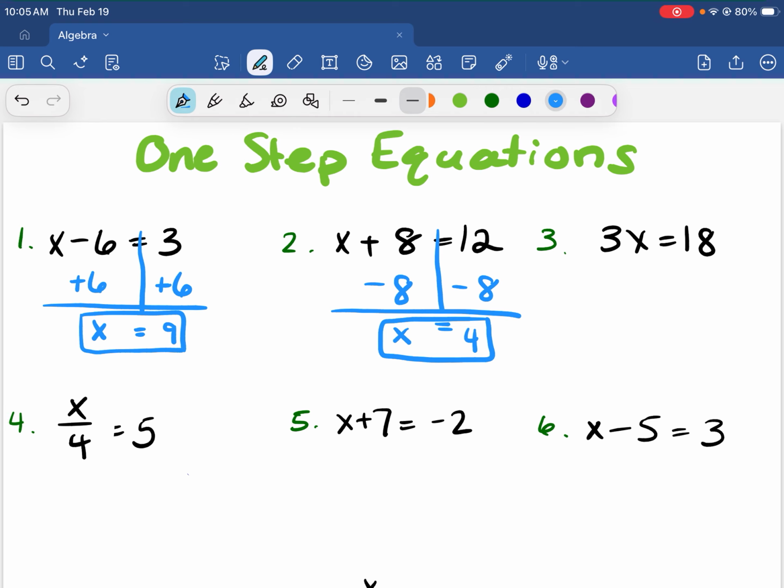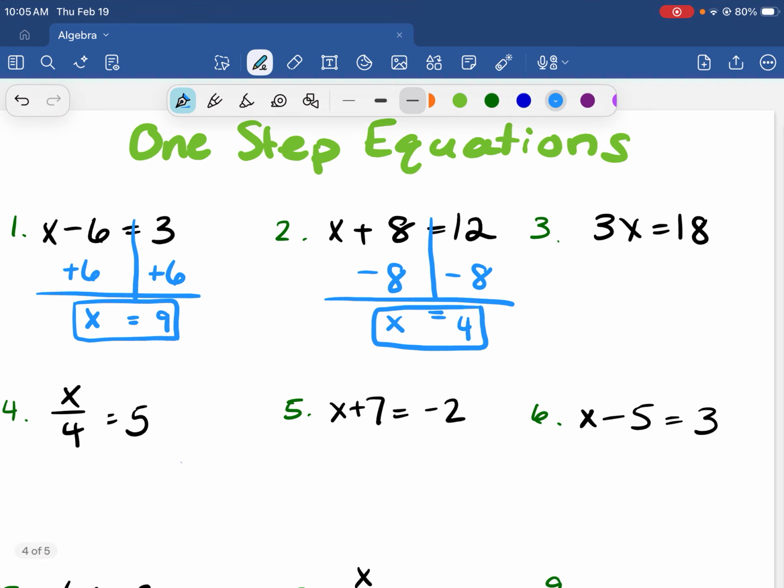For number 3, we have 3x. So 3 is called a coefficient. It is a number in front of a variable, a letter, x. So 3 is a coefficient, x is our variable. When we have a coefficient and a variable, it means multiplication. So this is 3 times x, or 3x. The opposite of multiplying by 3 is dividing by 3.